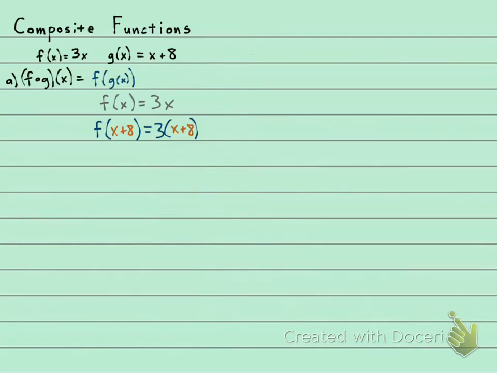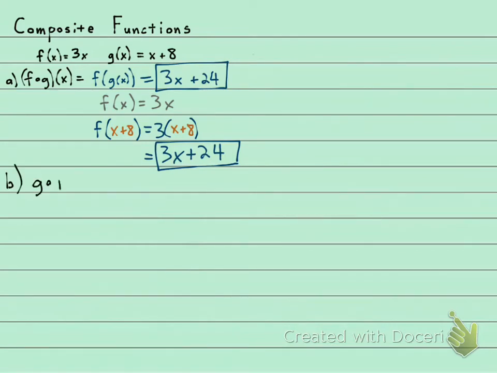Okay, I'm going to go ahead and distribute. 3x plus 24, and then that's it. I have found the f of g of x. The f of g of x is 3x plus 24. Alright, now that's going to be very different from the second part, which is the g of f of x.